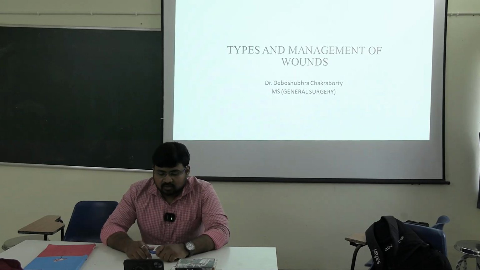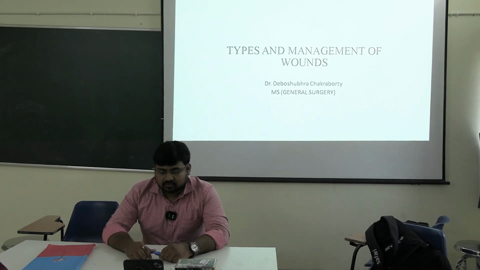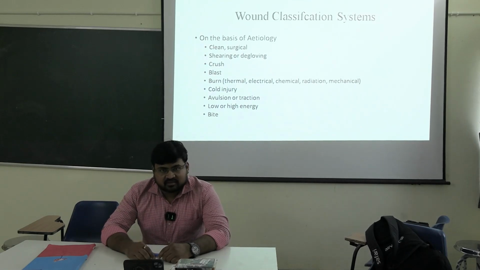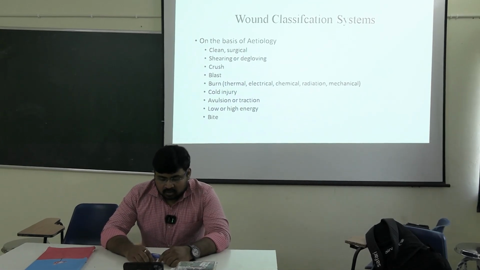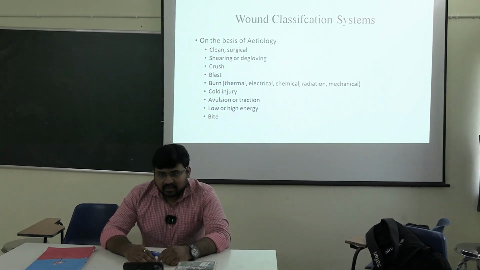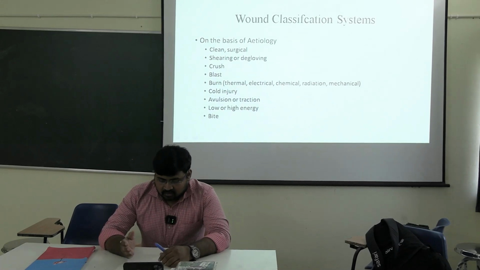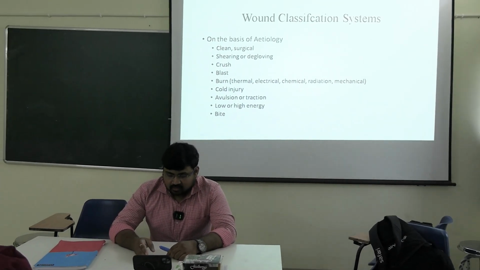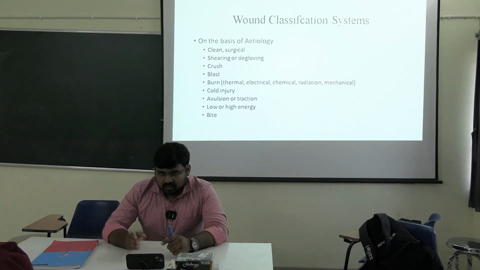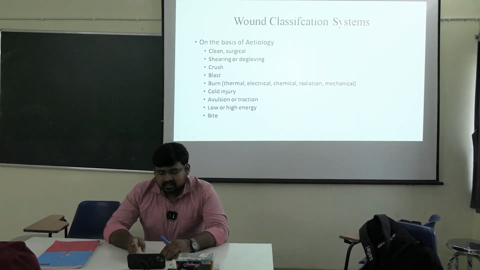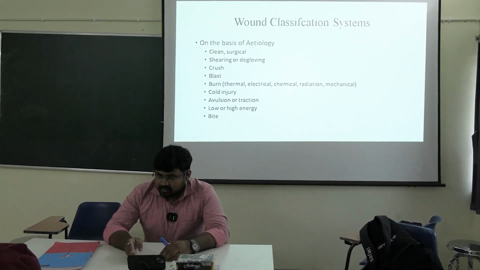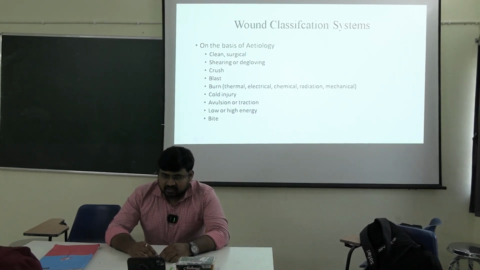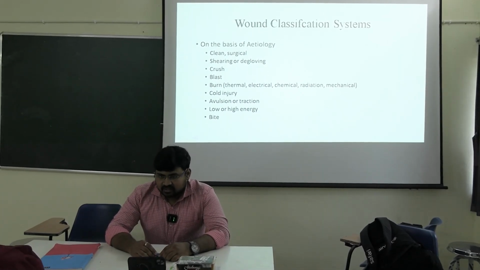Today we will be talking about types and management of wounds. Coming to the wound classification system, it is classified on the basis of etiology: clean surgical, shearing or degloving, crush, blast, burn. In burn, you have thermal, electrical, chemical, radiation, mechanical. Then there is cold injury, avulsion or traction, low or high energy, and bite.